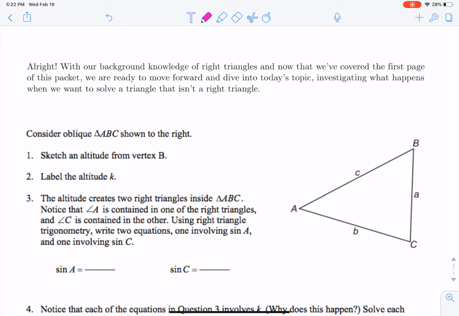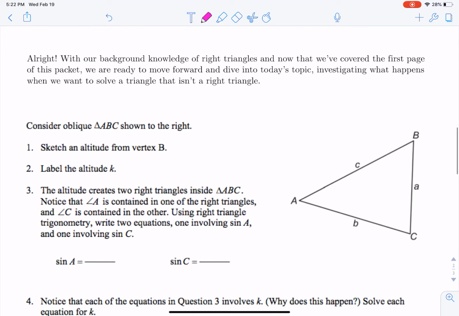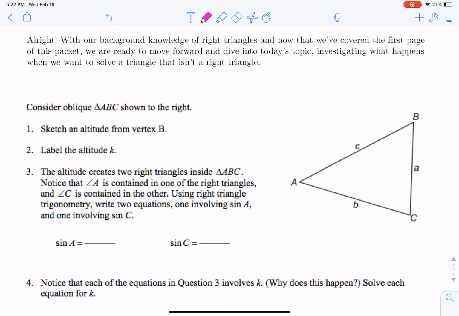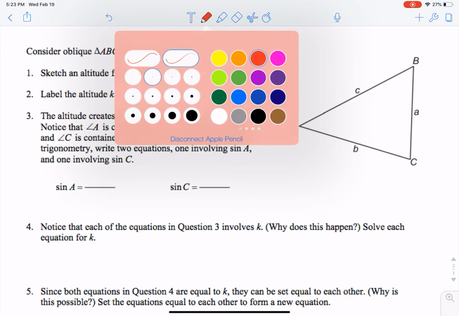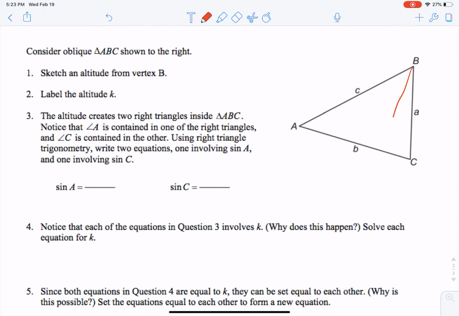So we're just going to walk through this investigation together. It says, with our background knowledge of right triangles, and now that we've covered the first page of this packet, we're ready to dive into today's topic, investigating what happens when we want to solve a triangle that isn't a right triangle. Here we have the triangle ABC shown on the right, which is nicely labeled. This is asking to sketch an altitude from vertex B. So here I will sketch my altitude from B, and there it is.